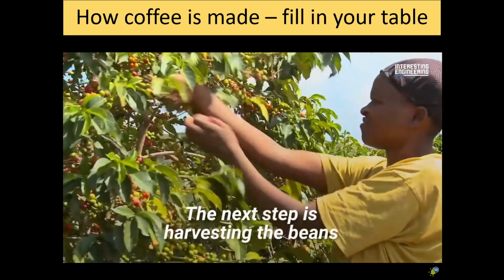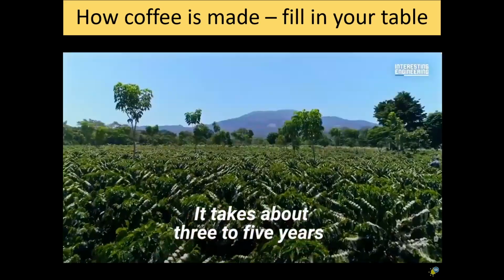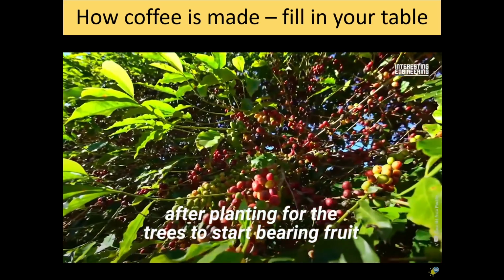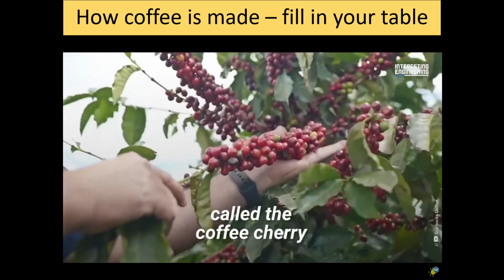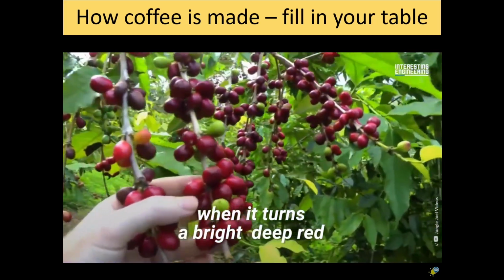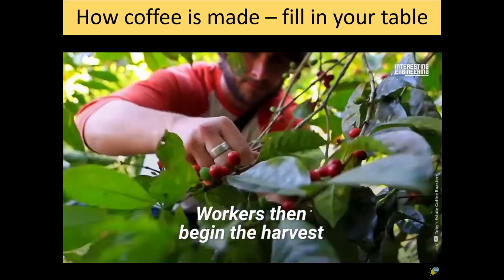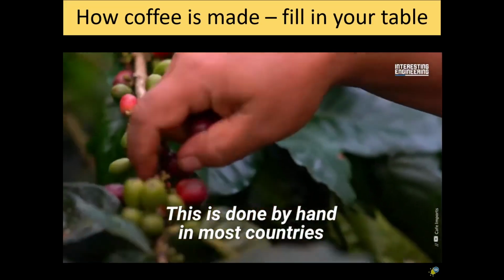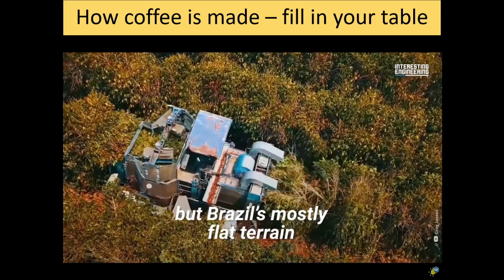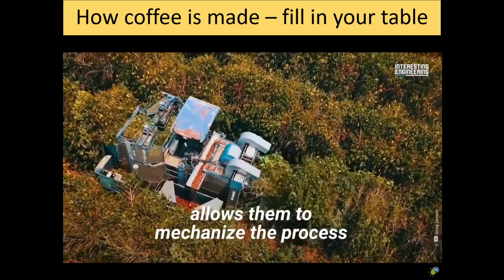The next step is harvesting the beans. It takes about 3 to 5 years after planting for the trees to start bearing fruit. The fruit, called the coffee cherry, is ripe and ready to be harvested when it turns a bright, deep red. Workers then begin the harvest. This is done by hand in most countries, but Brazil's mostly flat terrain allows them to mechanize the process.